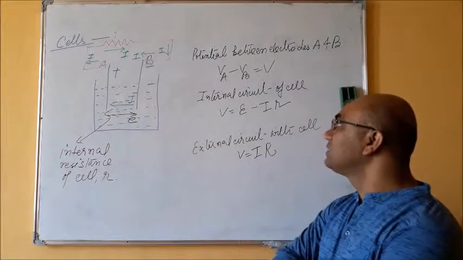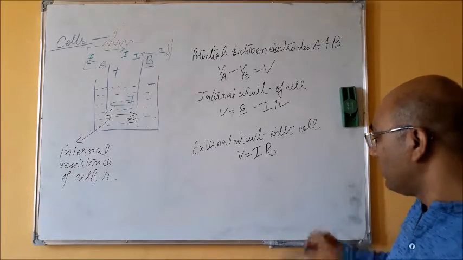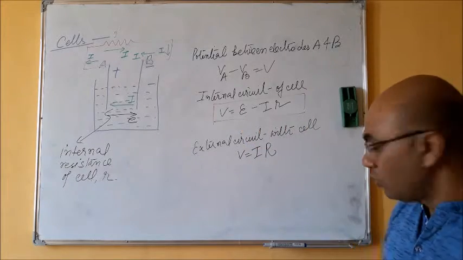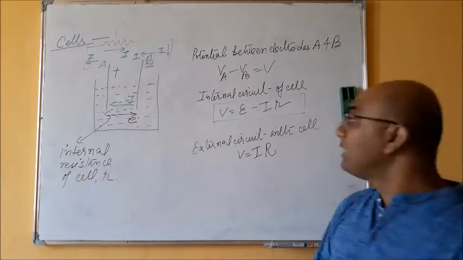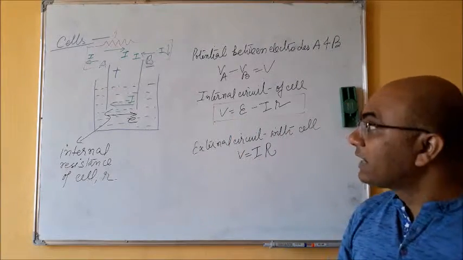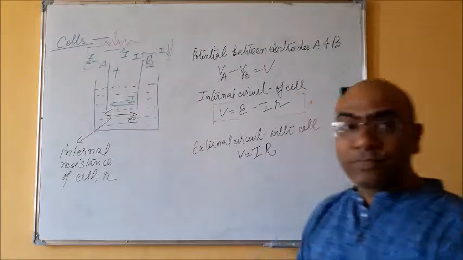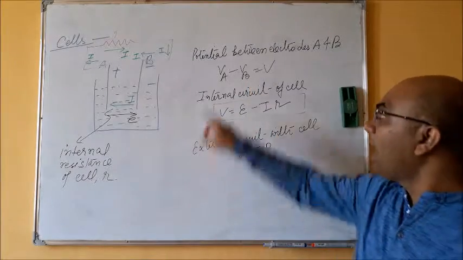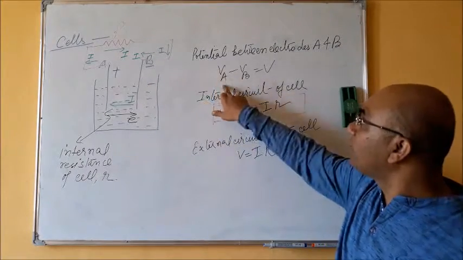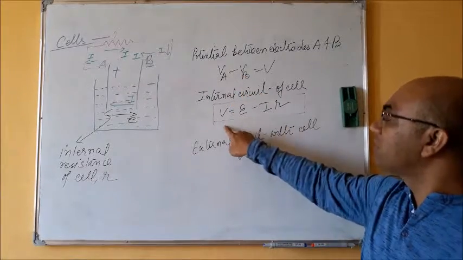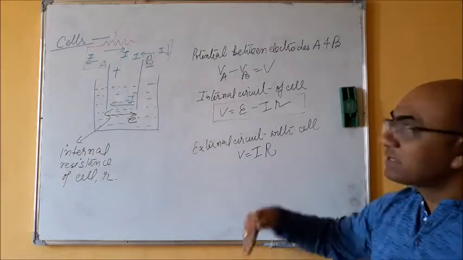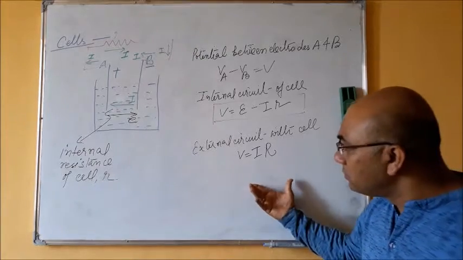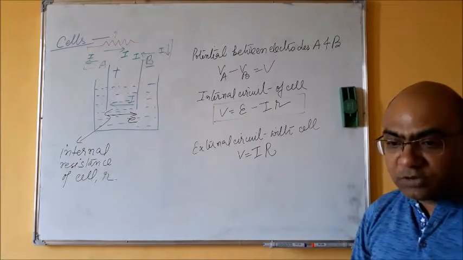So this is the formula for the potential developed by any cell. How much potential is developed by a cell can be calculated by this formula. E is the electric field between plates A and B, which is normally known as VA minus VB, higher potential minus lower potential. So this value is given by E minus Ir. And if it is connected with an external circuit which has resistance R, the external potential is given by V equals IR.